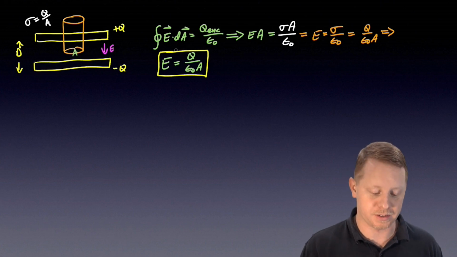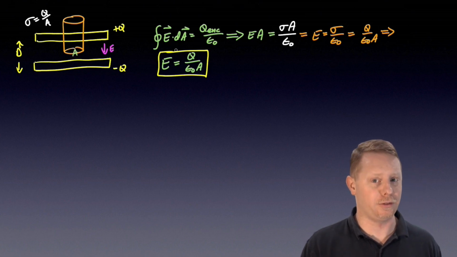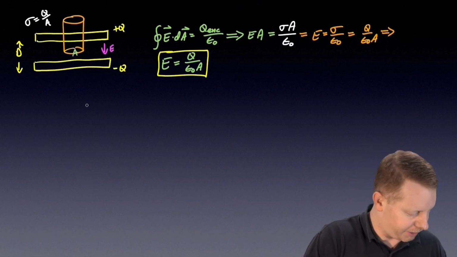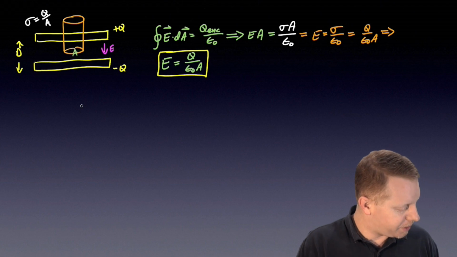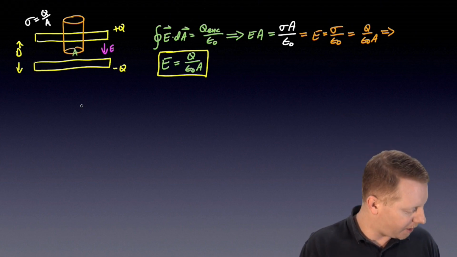All right, so now we start getting a little bit tricky in this problem, getting a little funky. It says the space between the plates is filled with a dielectric material that's not a constant dielectric.